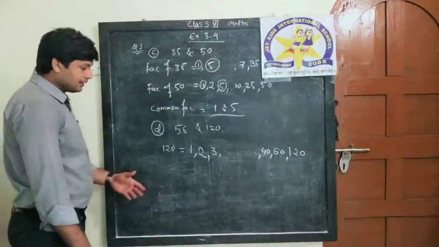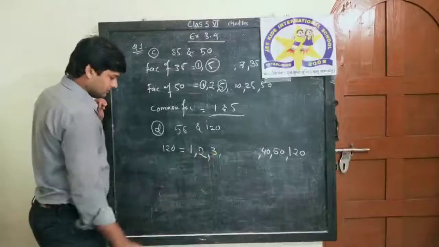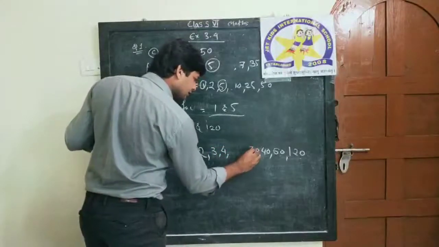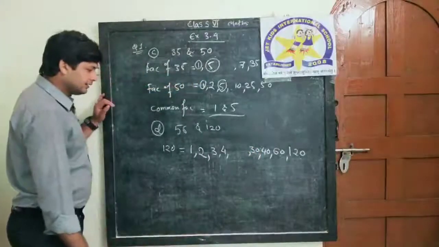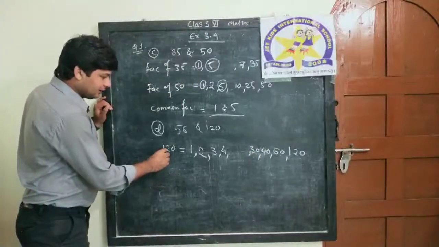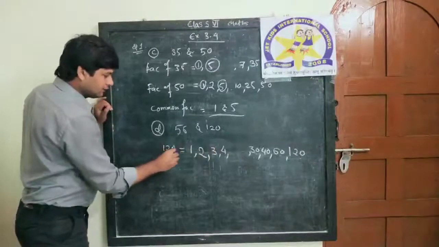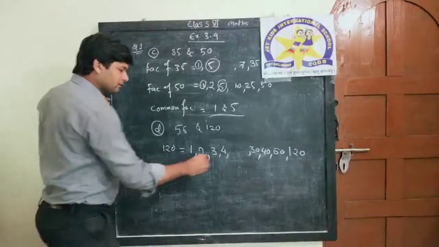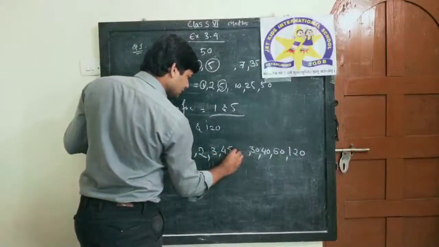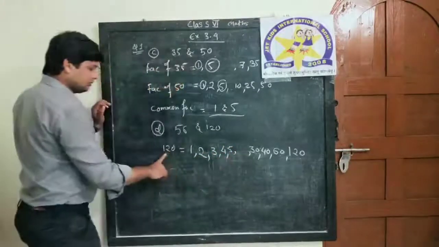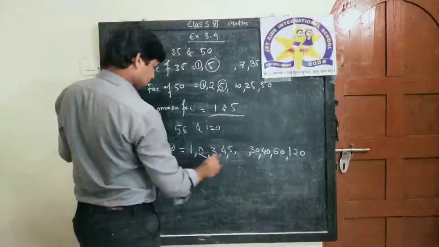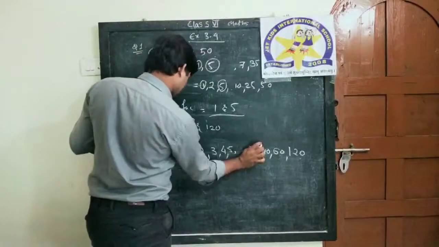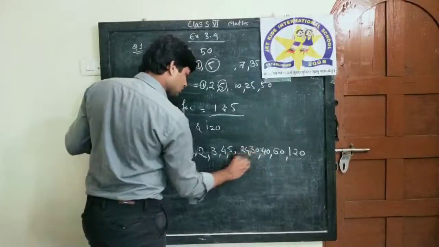Then is it divisible by 4? Yes, 4 multiplied by 30. Then after that 5. Is it divisible by 5? Yes, 5 multiplied by 24. Clear?